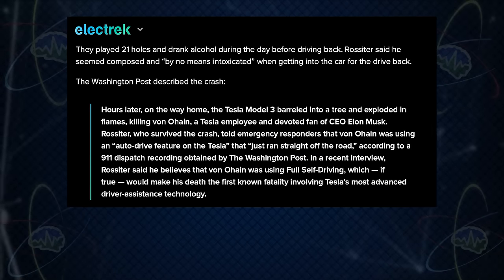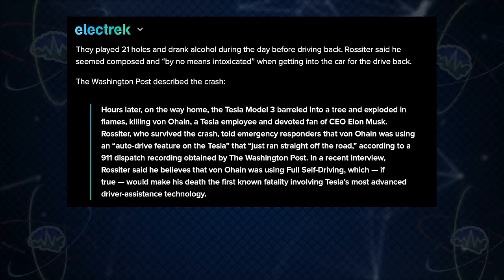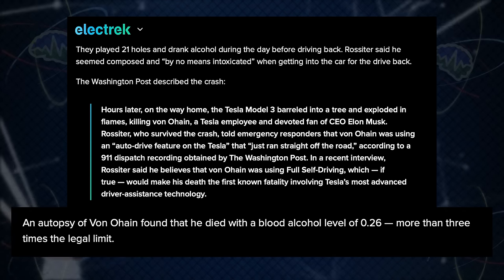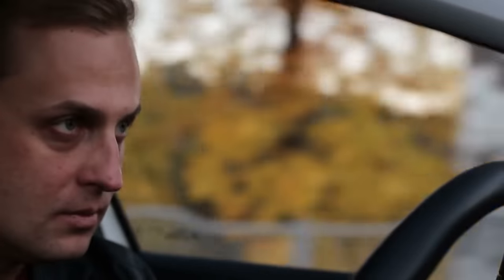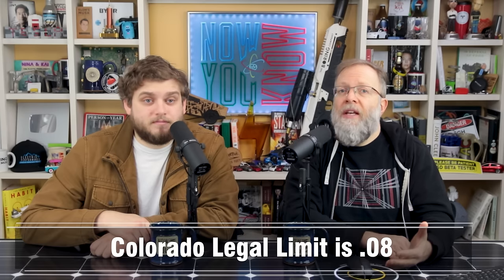All right, so this accident occurred almost 2 years ago, and the driver, a Tesla employee, Hans von Ohain, died when he crashed the Tesla he was driving into a tree. Von Ohain was legally drunk. His autopsy showed that he had a 0.26 blood alcohol level. Now, my point here is that whether the car had FSD beta installed or not, it was the driver's responsibility not to get behind the wheel drunk. Now, the legal blood alcohol limit in Colorado is 0.08, so the driver in this case was more than three times over the legal limit, period.